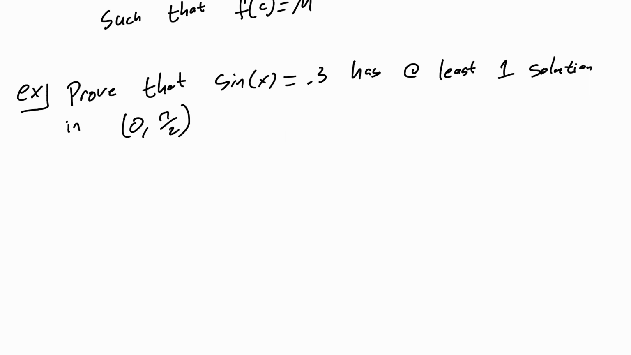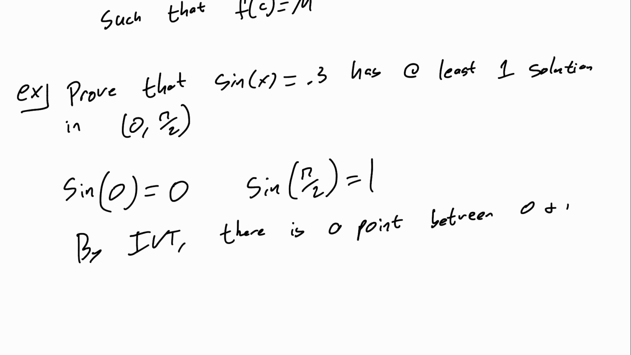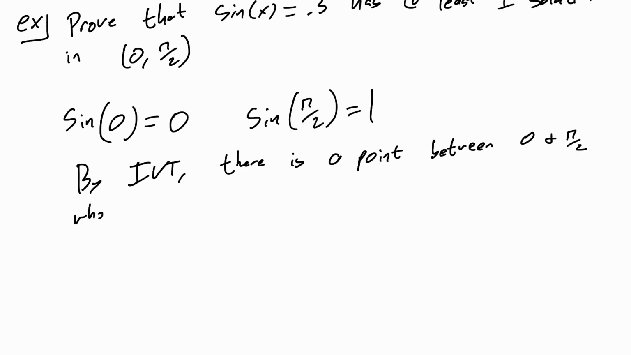So first, let's observe that sine of 0 is 0. And also, we can notice that sine of pi over 2 is 1. And that means, by the intermediate value theorem, there is a point between 0 and pi over 2 whose output is 0.3. Because 0.3 is between 0 and 1, we have to go through every value between 0 and 1.